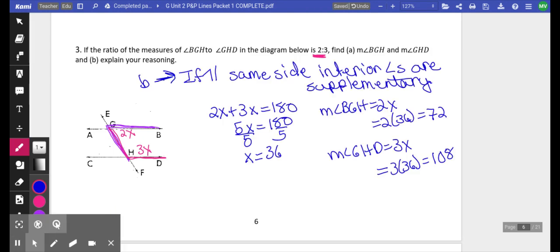So for this problem, I kind of explained my reasoning first because I looked at BGH and GHD and noticed that those are same side interior angles. When lines are parallel, same side interior angles are always supplementary. So that means 2x plus 3x equals 180. I solved, and I got x equals 36. So then BGH equals 2x, so that's 2 times 36, so it's 72. Then GHD is 3x, so it's 3 times 36, which is 108.